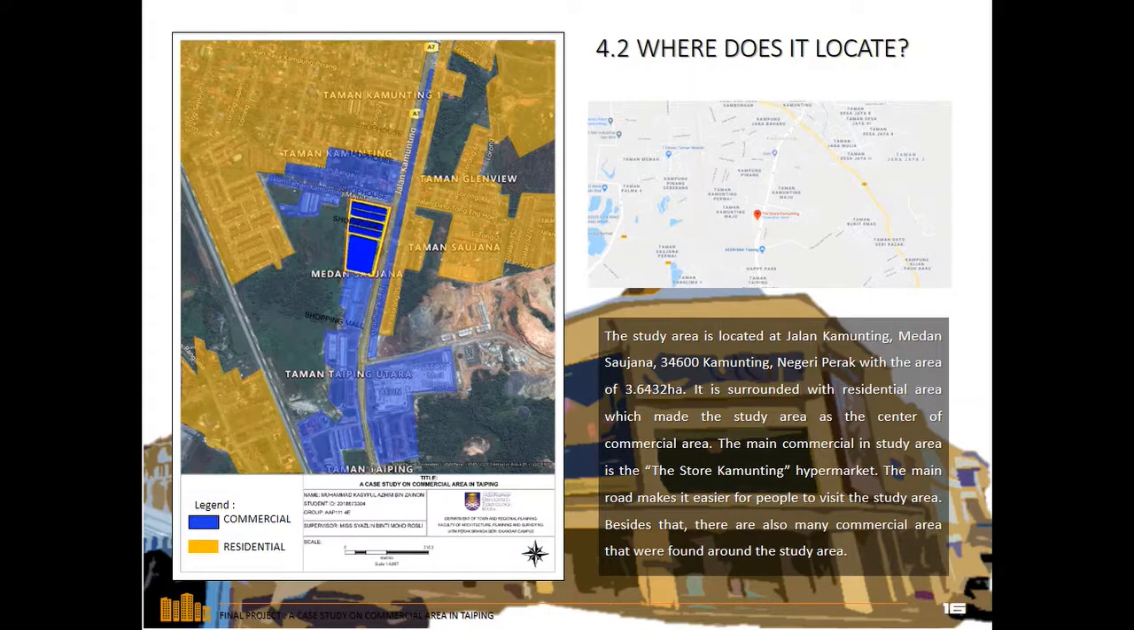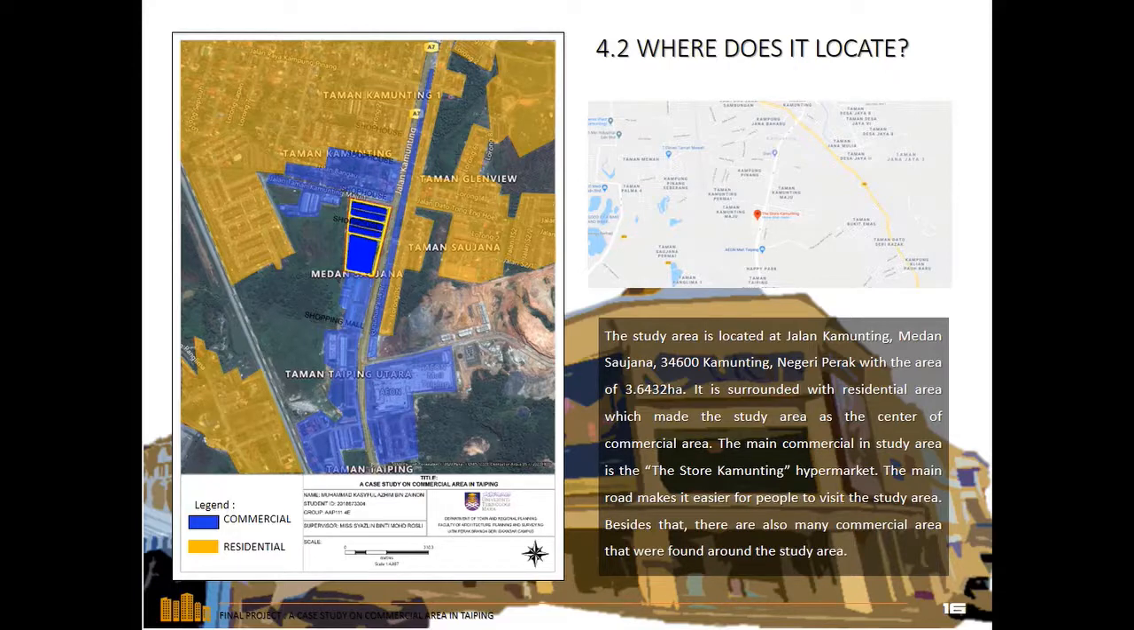So where does it locate? The study area is located at Jalan Kamunting, Medan Saujana, postcode 34600 Kamunting, Negeri Perak, with the area of 3.643 hectare. It is surrounded with residential area, which made the study area the center of commercial area.